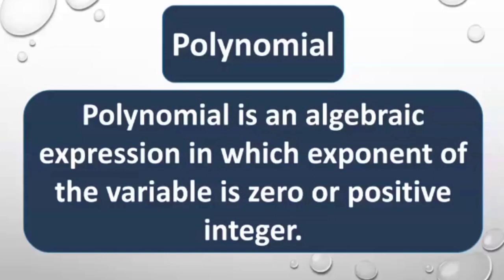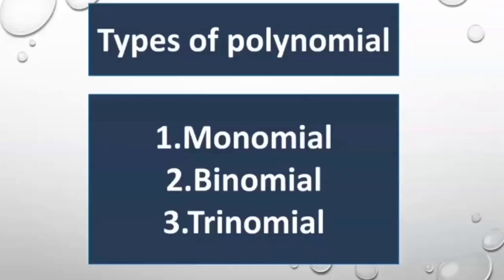If in an algebraic expression the exponent of the variable is negative or the variable is in the denominator, then that algebraic expression will not be a polynomial. Now recall the types of polynomial. There are three types of polynomial: monomial, binomial and trinomial.